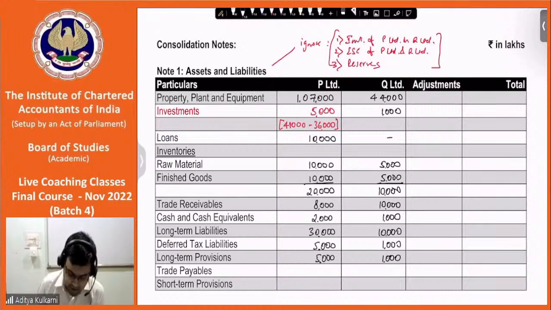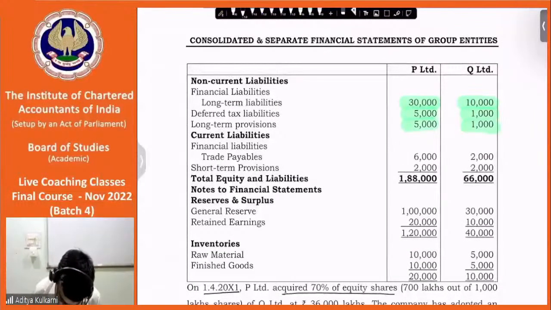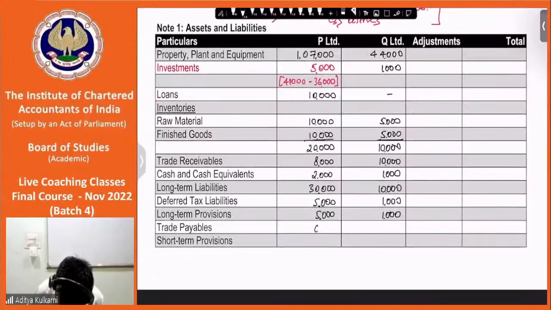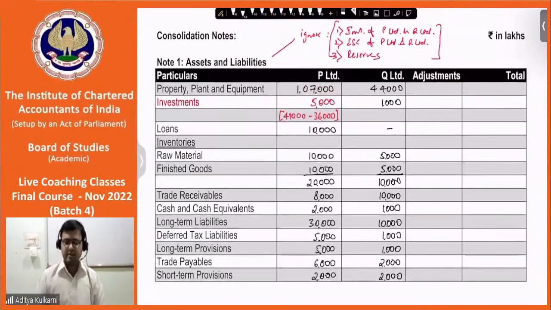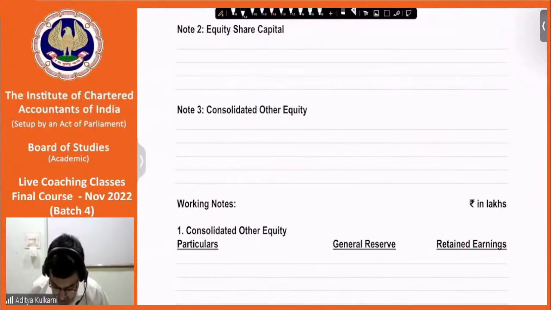Then my trade payables is 6,000 and 2,000. Short-term provisions 2,000, 2,000. So this is the first step: populate all the items. Have I seen the adjustments? No. I have taken the value straight away from the question. No changes.